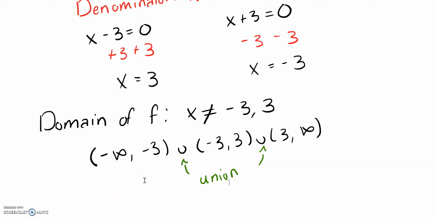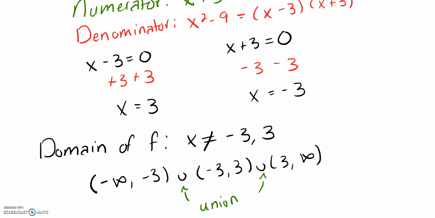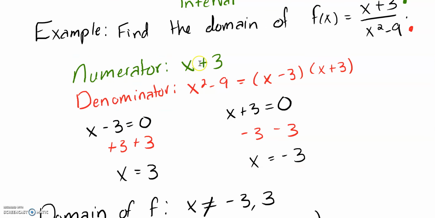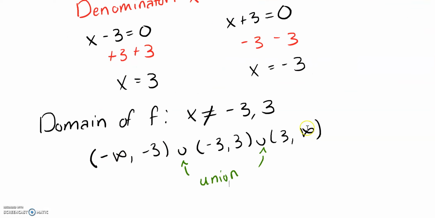You're going to do this every time, and you don't want to cancel anything when you're doing this problem. So what I mean by that is if we go back, the numerator and the denominator have something that can cancel, the x plus 3's. In terms of domain, do not cancel anything. Other than that, that should conclude domain for the time being.